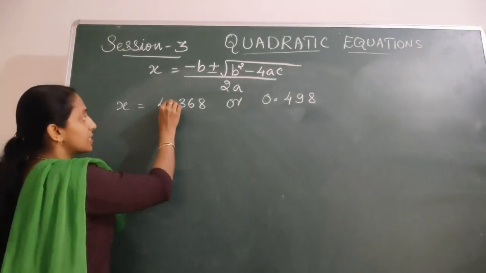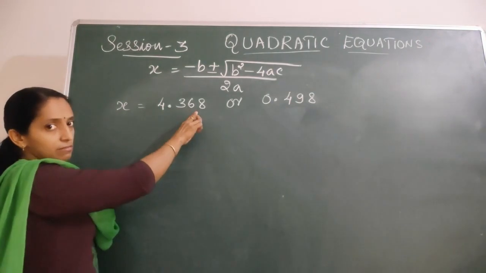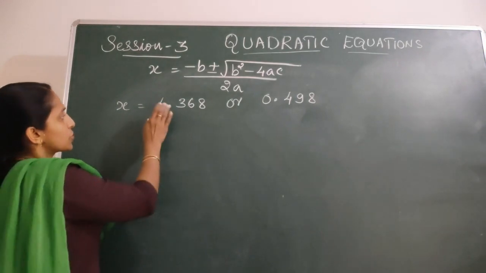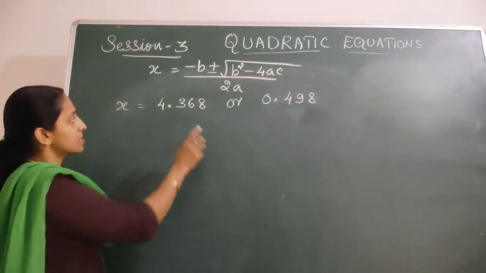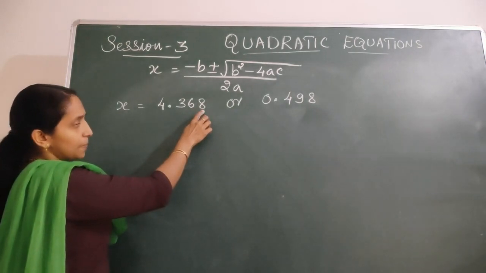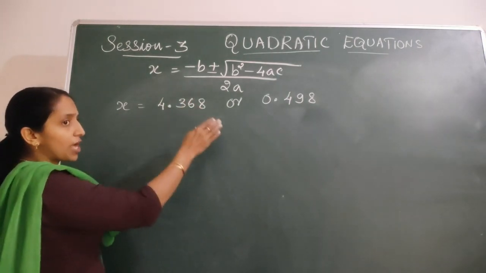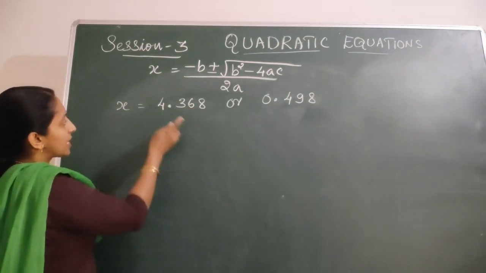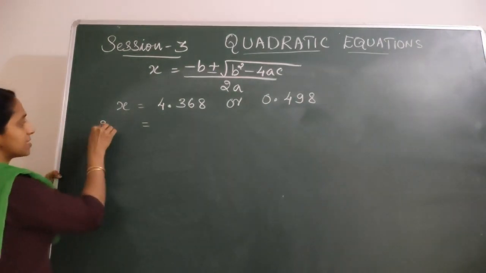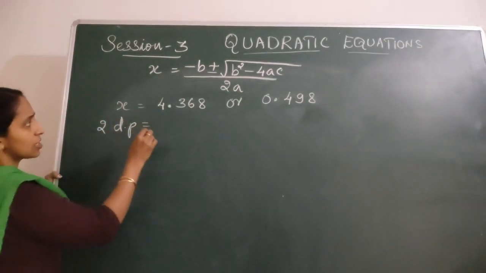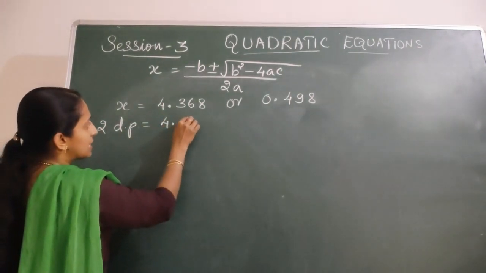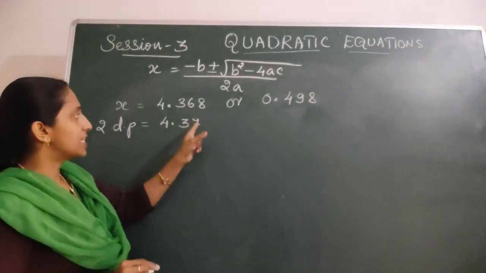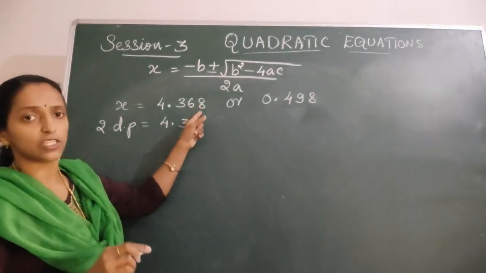places. That means after the decimal point only you will look at the numbers. Before that, whatever the number comes, there is no problem. So here, correcting to two decimal places, you will go for the third number. If the third number is 5 or more than 5, you have to increase one value here. So finally, corrected to two decimal places, the value comes as 4.37.